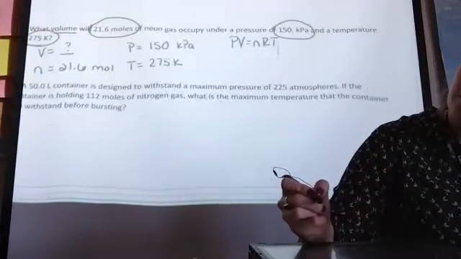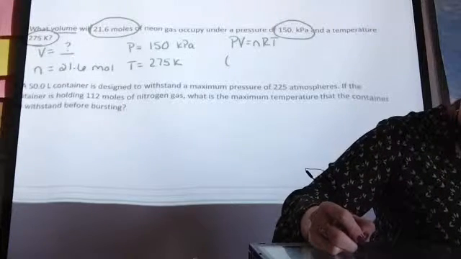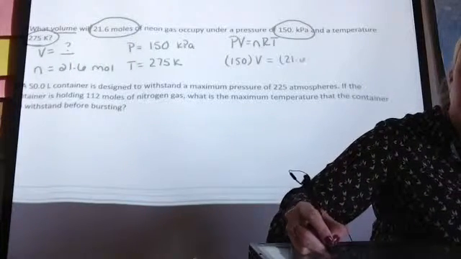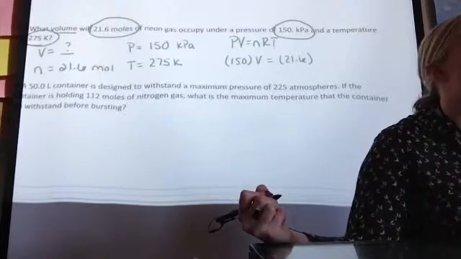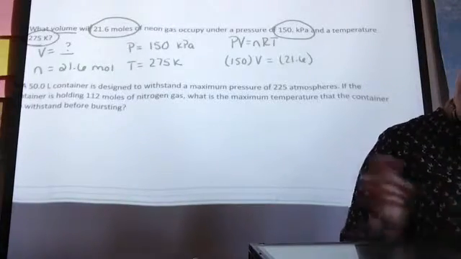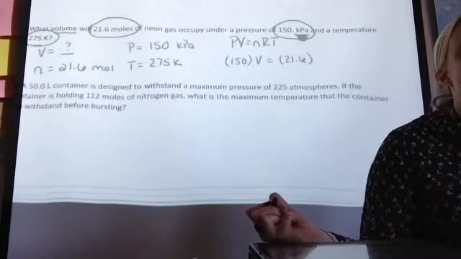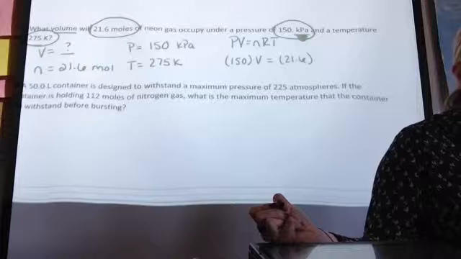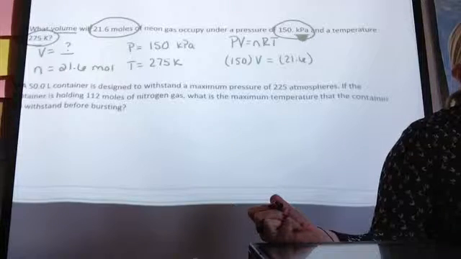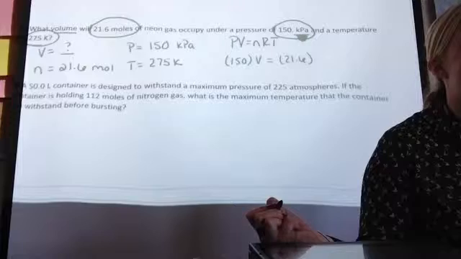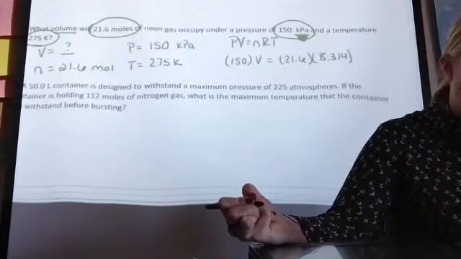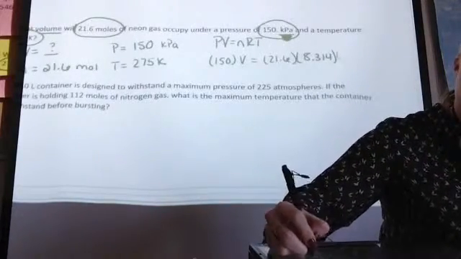So I wrote my equation, and now I'm going to plug in what I'm given. My pressure is 150. I'm looking for volume. My number of moles is 21.6. R is on your reference tables on the front page. I have to figure out what units my pressure is in. My pressure is in kPa, which is kilopascals. And the gas constant that has kPa in the units is 8.314. So that gives me my R, 8.314. And then my temperature is 275 Kelvin.